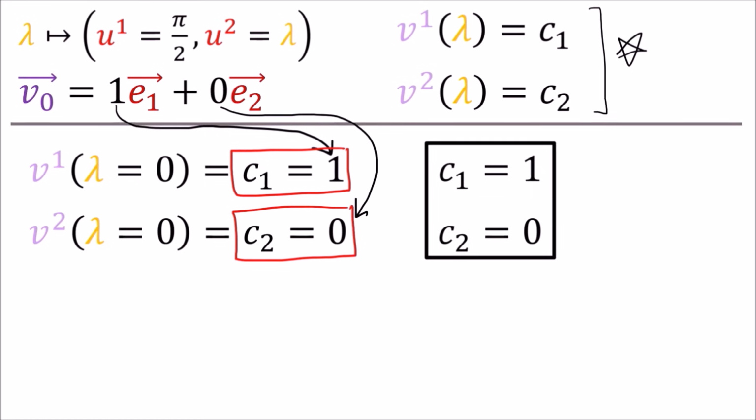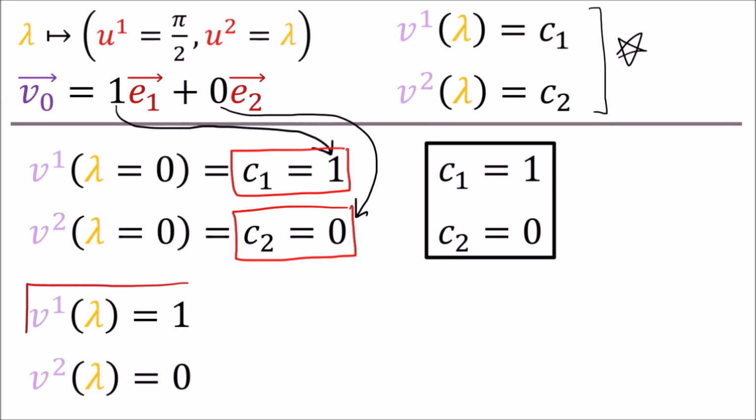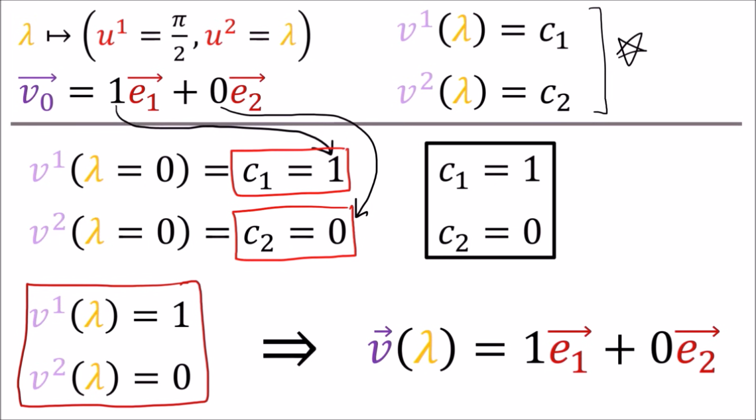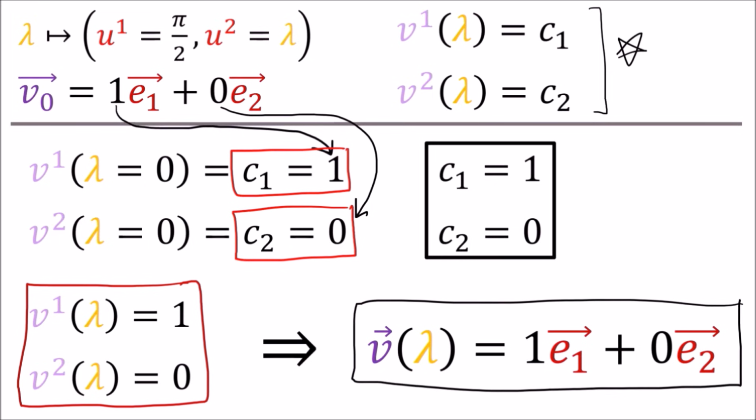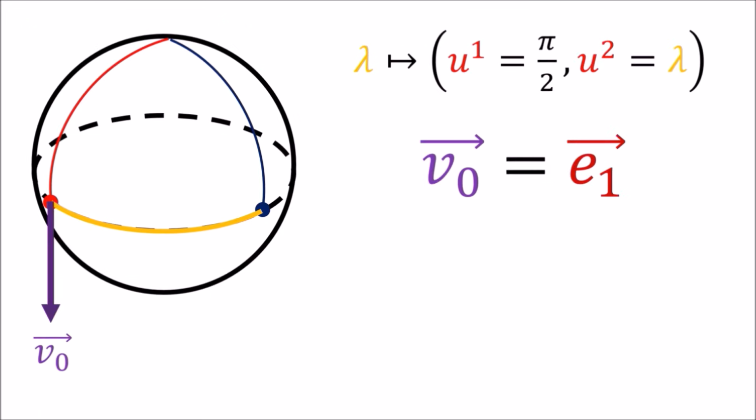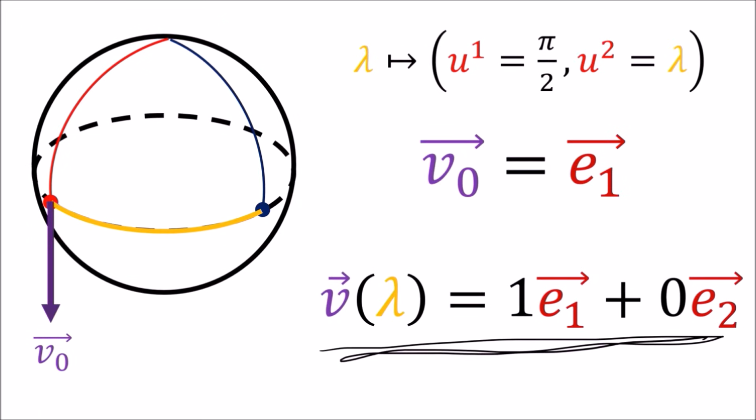So this means that the vector field components are constant everywhere. We always get 1 and 0. So that means that the vector field that results from parallel transport is equal to 1 E1 plus 0 E2. And if we visualize this vector field, we just get a vector field that's always pointing in the E1 direction. So all of these vectors along the curve are pointing downward toward the South Pole. And this is what it looks like when we parallel transport this initial vector along the curve.